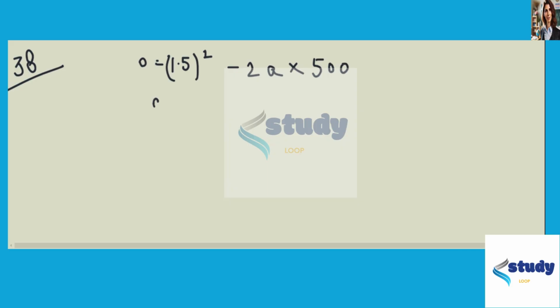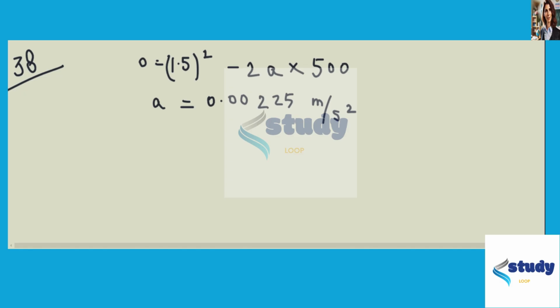Solving this, we will get the required acceleration to stop the ship just at the reef, which is 0.00225 meters per second squared. This is the required acceleration to stop the ship so that the ship will not hit the reef.